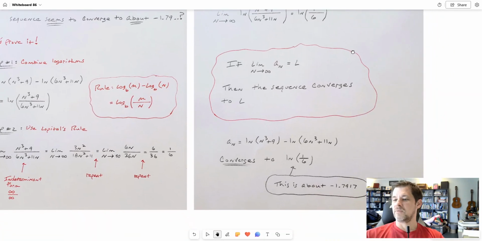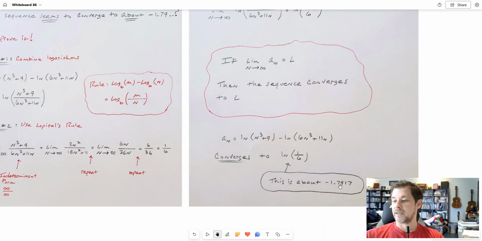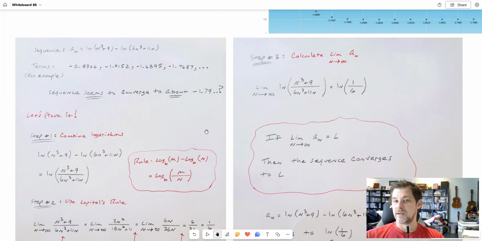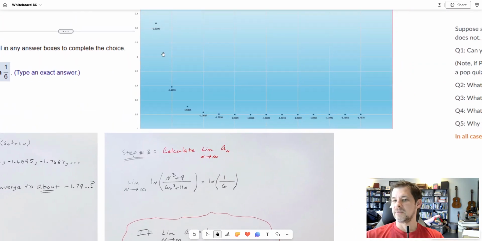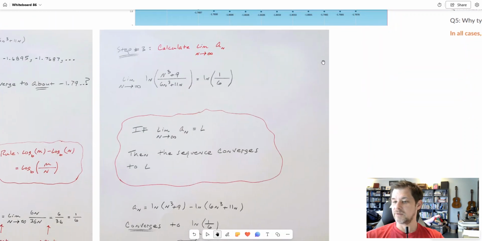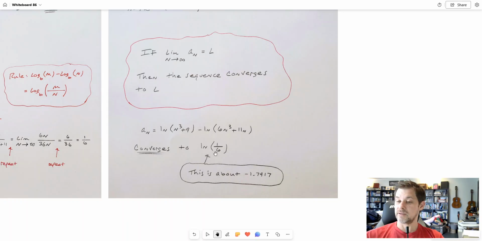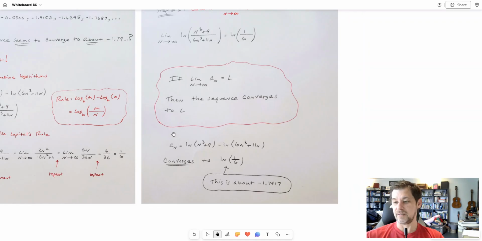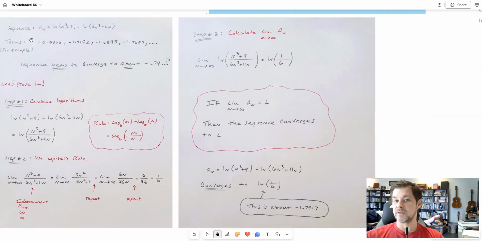Okay, so there you have it. That sequence, because we found the limit of it as n goes to infinity, converges to natural log of 1 over 6. Okay, I got my calculator and I said, well, what's that number? Does that confirm what I'm seeing here, where it looks like every term gets closer and closer one at a time to about negative 1.79? So I got my calculator, natural log of 1 over 6 is negative 1.7917. And that's what I would have expected. Okay, that's certainly what it looked like. My numbers here don't prove anything, but now looking back at them, I think that they're exactly what I would expect them to be.